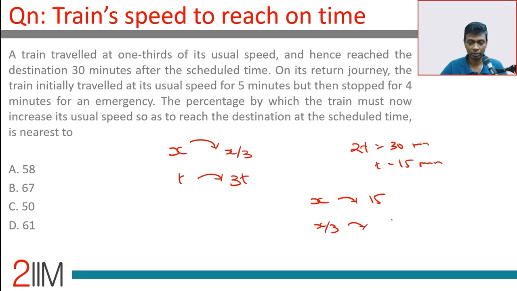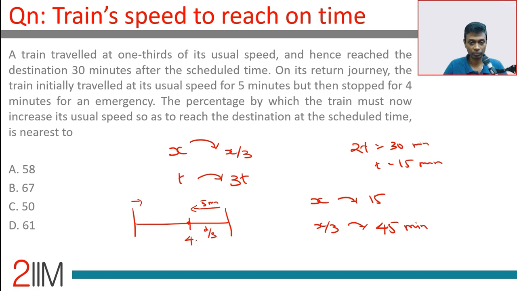On its return journey, the train initially traveled at its usual speed for 5 minutes. Lovely. So we're talking about the return journey. So it goes like this. Return journey is like this. On its usual speed for 5 minutes. Usual speed, it would have covered the whole distance in 15 minutes. So for 5 minutes, coming back like this, 1/3 of the distance would have been covered, but then stops for 4 minutes for an emergency. So 4 minutes get lost here. And so 9 minutes are down so far.